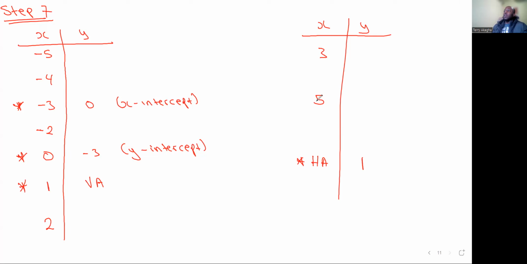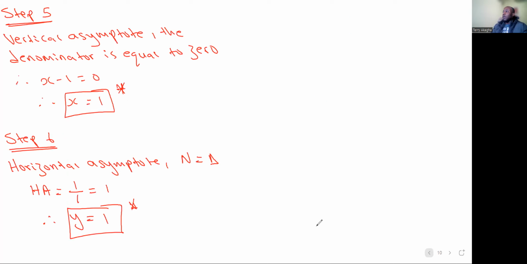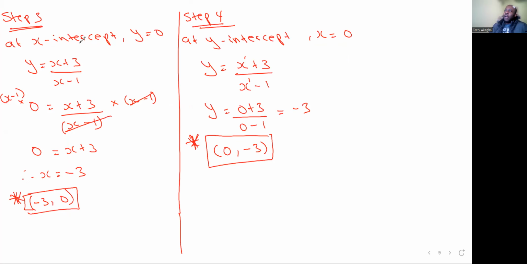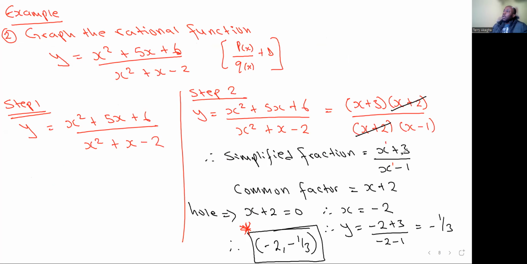All right, so like I said, we'll be using the simplified fraction throughout the calculation, right? And the simplified fraction we had was x plus 3 divided by x minus 1.